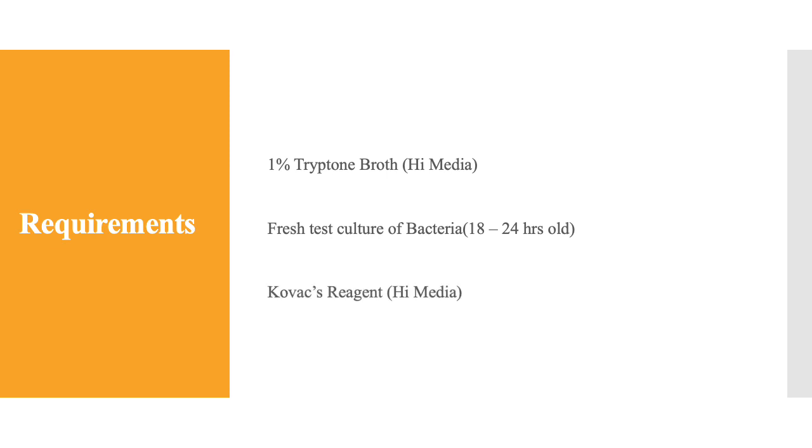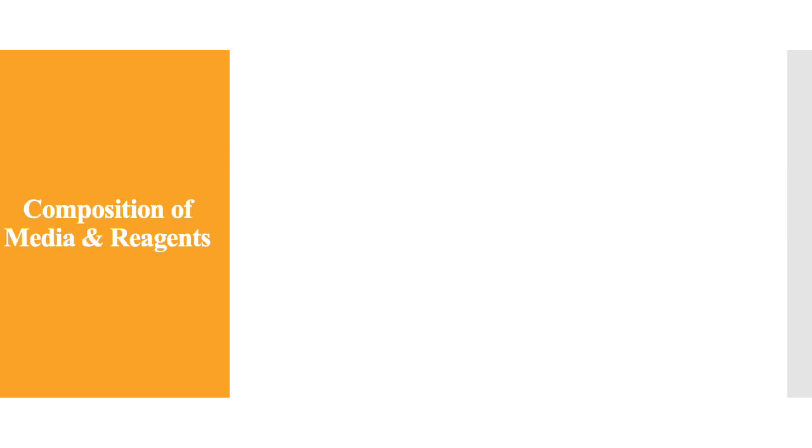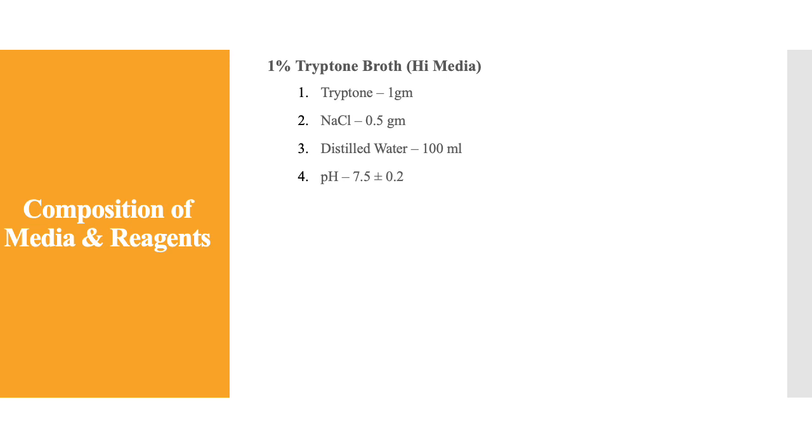Friends, to perform this test in the laboratory, you require 1% tryptone broth, a fresh culture of test bacteria, preferably a 24-hour-old culture, and Kovacs reagent. Now let us see the composition of media and reagents. To prepare 1% tryptone broth, you will have to weigh tryptone 1 gram, NaCl 0.5 gram, distilled water 100 ml, and the pH is set to 7.5 plus minus 0.2.